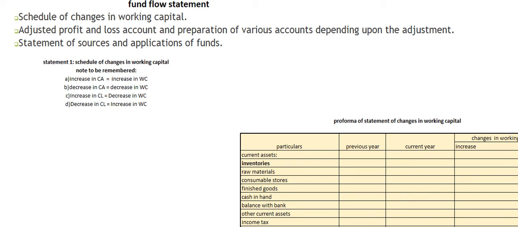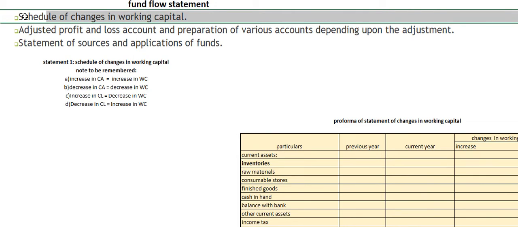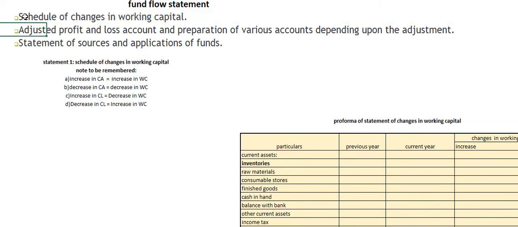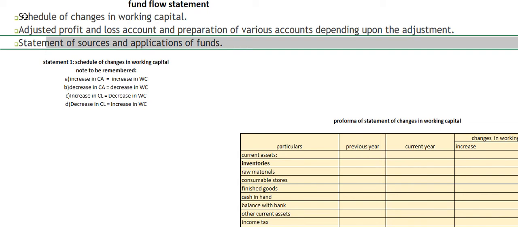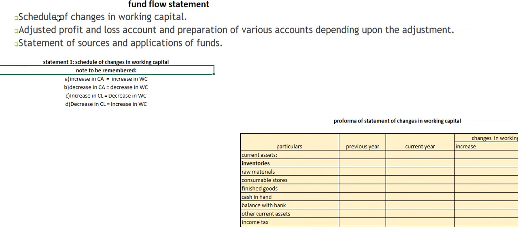In this video, I'll be starting out with the practical part of the fund flow statement. The preparation of fund flow statement basically consists of three steps. Step one is the schedule of changes in working capital. Step two is the adjusted profit and loss account and preparation of various accounts depending upon the adjustments. Step 3 is a statement of sources and application of funds.